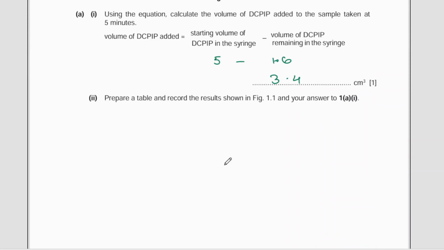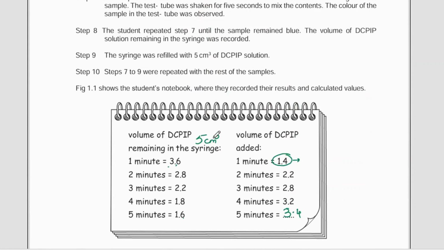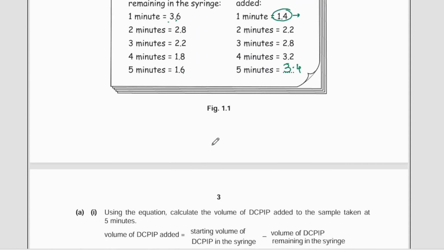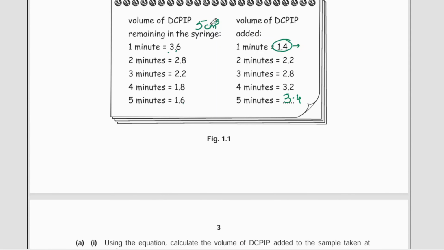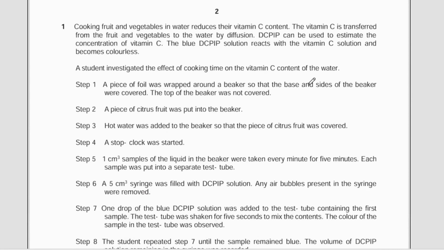Okay. Prepare a table. Make a table of it. Is it 5? No, it's 5. We are adding drops after every minute, right? And we have to do it for 5 minutes. Here is the step, here it's written.